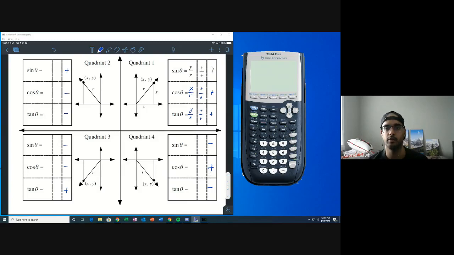So in quadrant 1, all three are positive. Quadrant 2, only sine is positive. Quadrant 3, only tangent. Quadrant 4, only cosine.